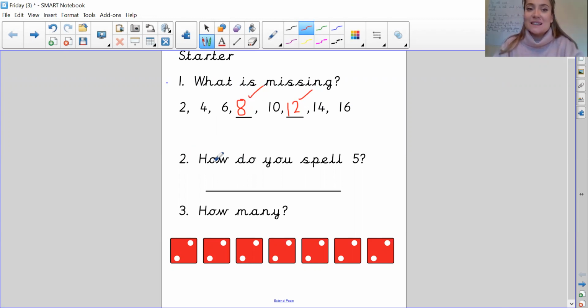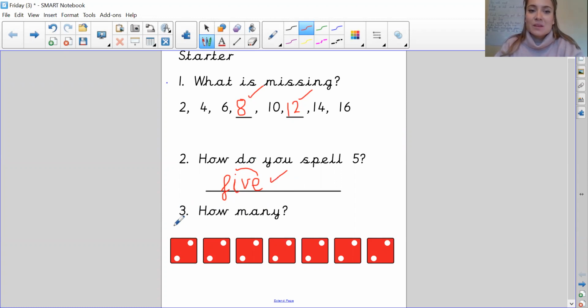Then my next question is, how do you spell 5? Now I can use my red fingers for this. 5. Let's have a go. So we've got our F, then our chatty I for nice smile. I, 5. Tick or fix.